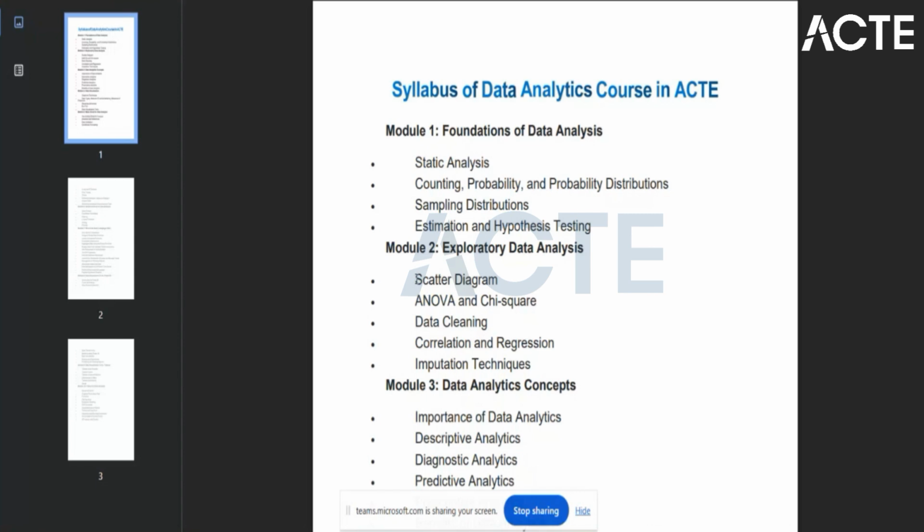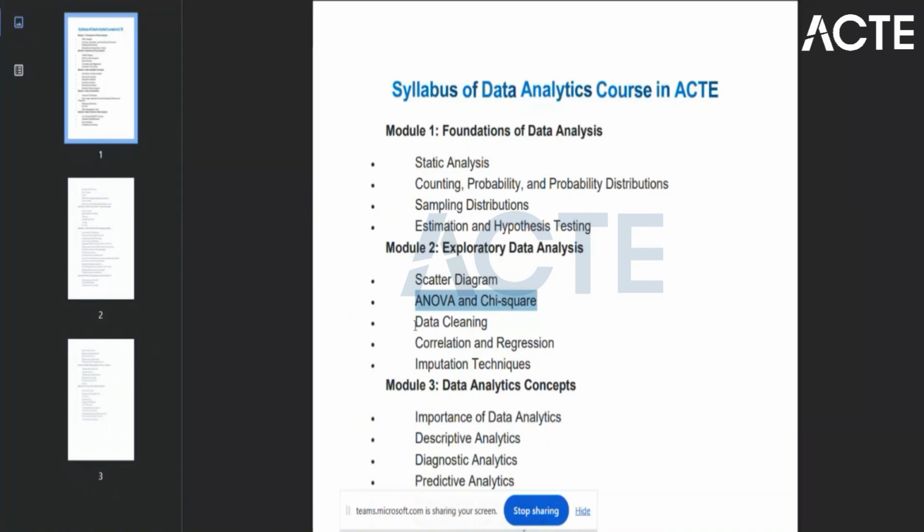For that we can have a statistical diagram, right? Have you heard about the scatter diagram? A scatter diagram is basically used to find out the relationship between two variables. It is also known as a scatter graph, scatter plot, scatter diagram. All are the same, right? Now next comes the analysis of variance and the chi-square. These are the different kinds of testing techniques which we use to check the normality of the data, right?